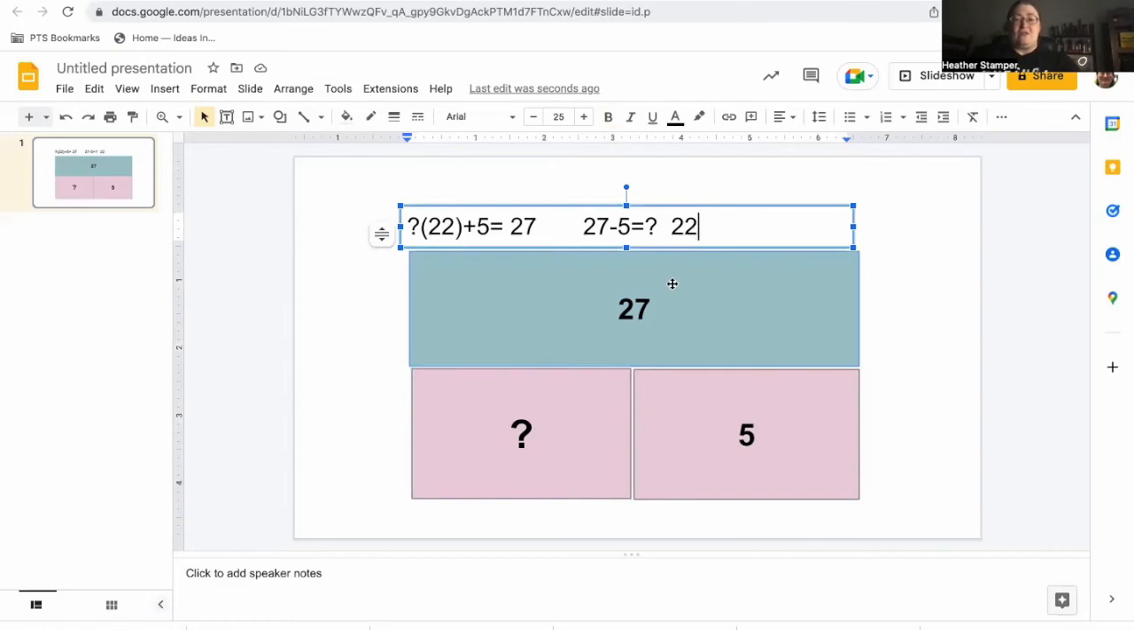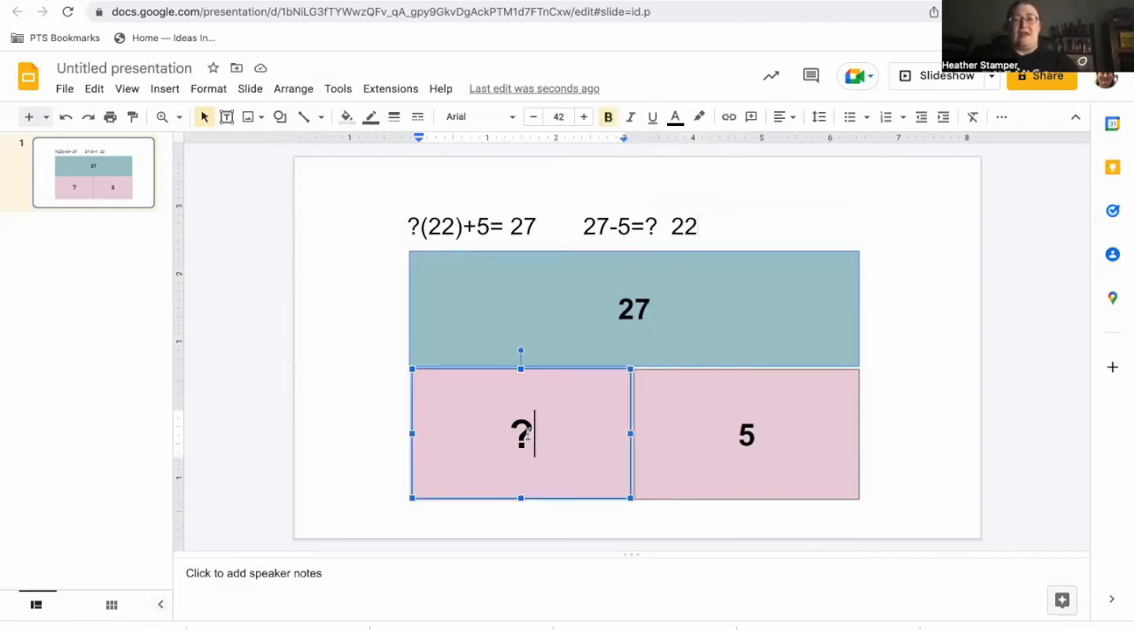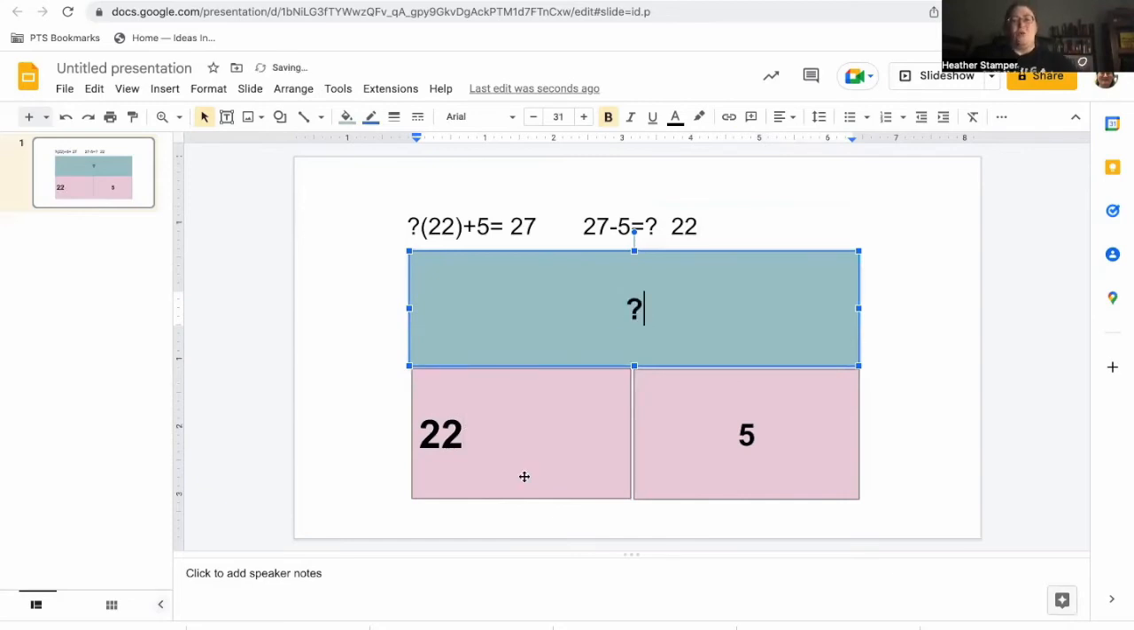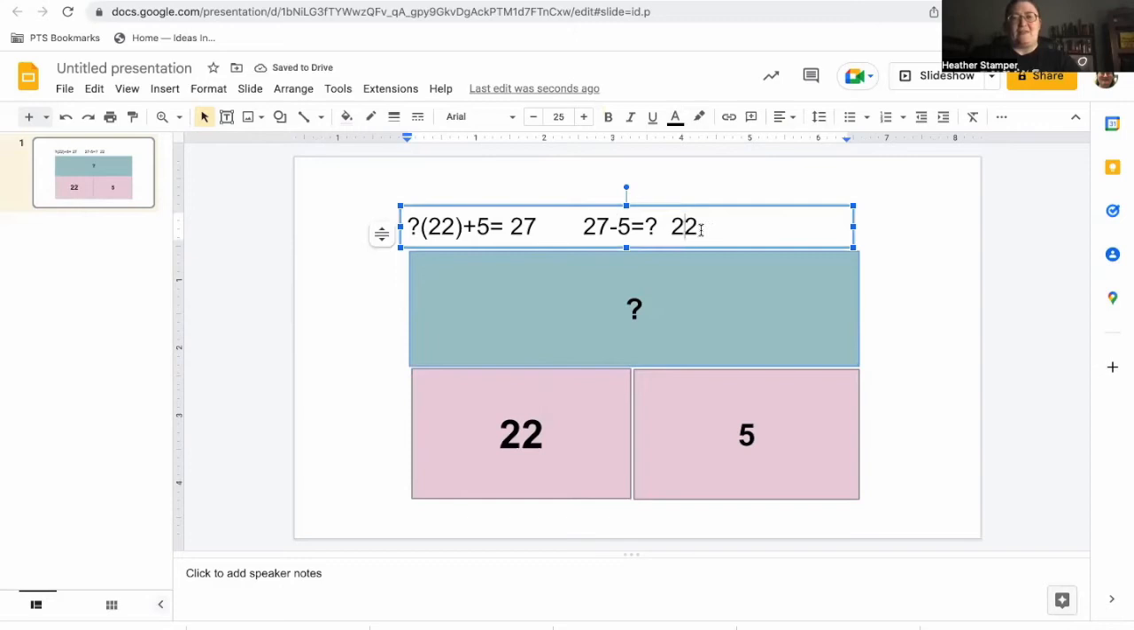Now there's lots of ways you can do part-whole. The most basic way to do it would be if I had the question mark in the whole. So my new problem would look like this: 22 plus 5 equals question mark. That's what we start out with in first grade. And so then I would just add: 2 plus 5 is 7, and 2 10s added to that is 27. So that's how that one would work. Easy peasy lemon squeezy.